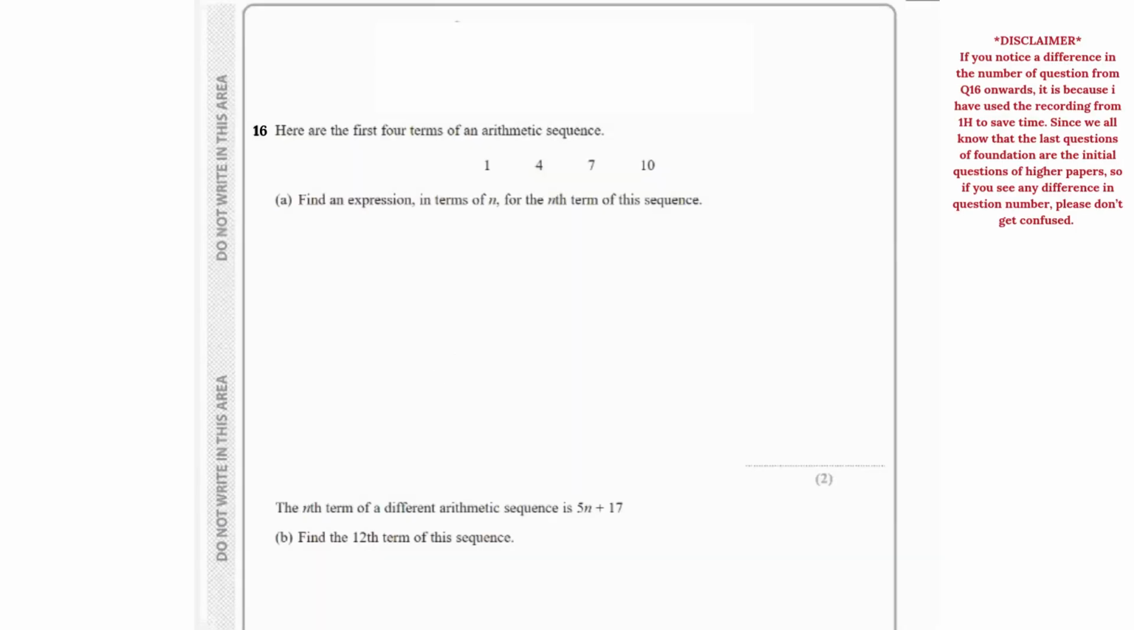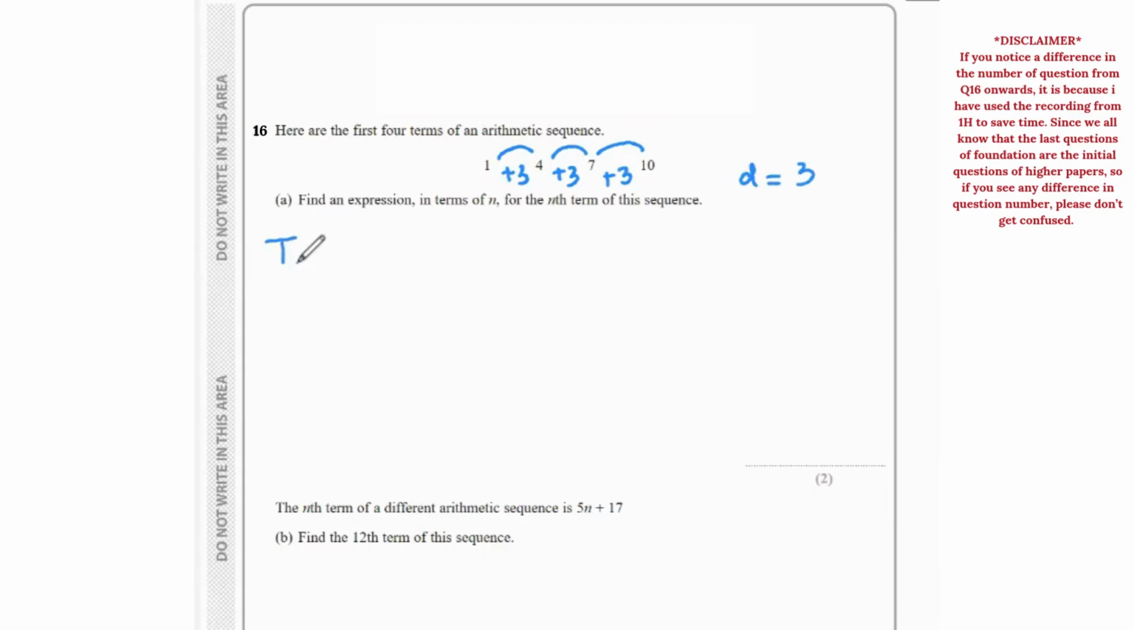It says here are the first 4 terms of an arithmetic sequence. The terms are 1, 4, 7, and 10. Find an expression in terms of n for the nth term of the sequence. So for the nth term, first we need to find the common difference. Between 1 and 4, we're adding 3. Between 4 and 7, we're again adding 3. And between 7 and 10, we're adding 3. So that means the common difference is 3.